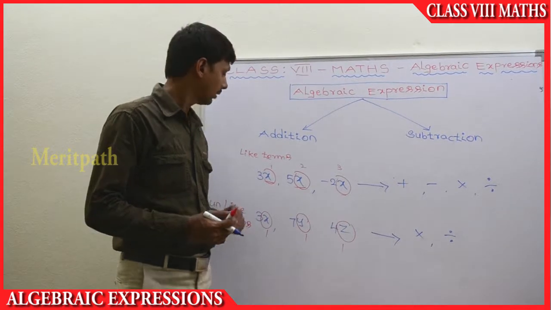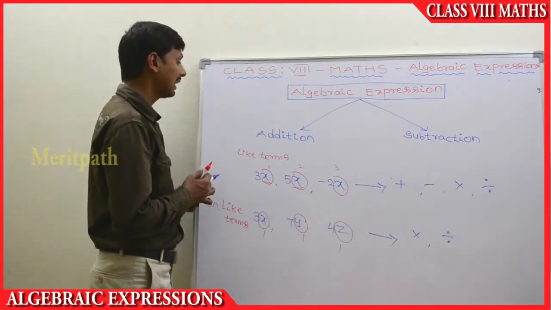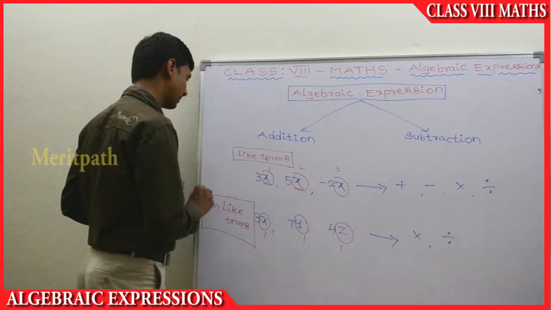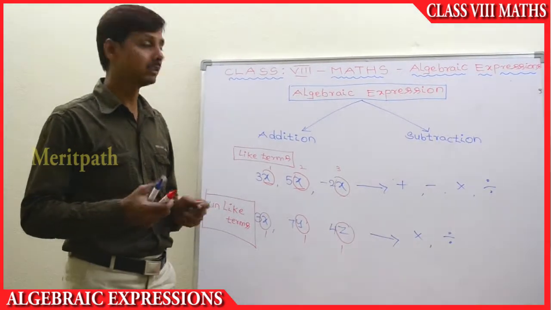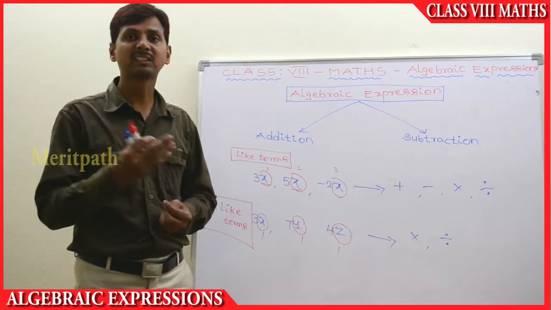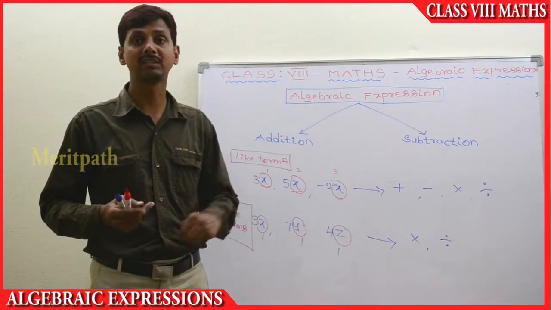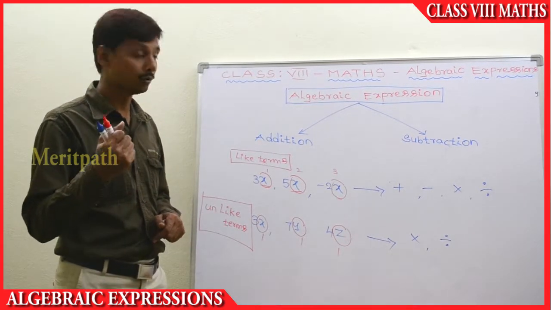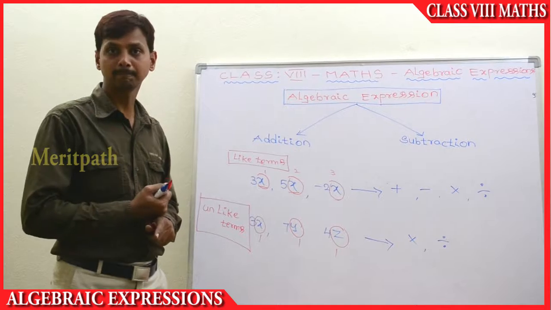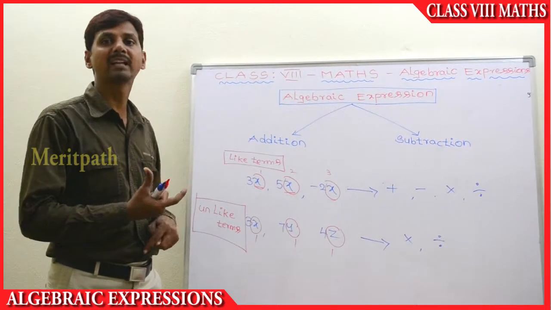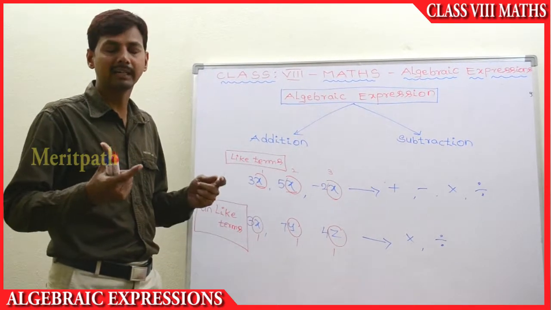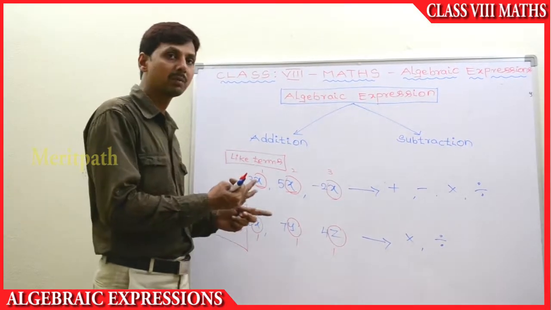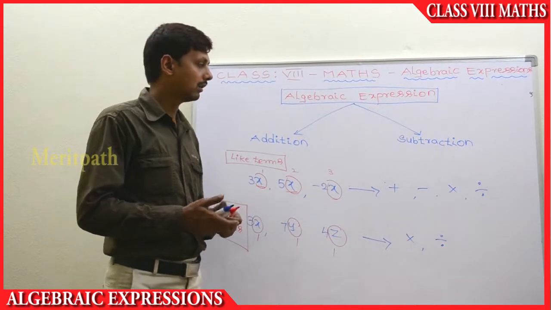So here what we understood, like terms and unlike terms. For like terms, all four arithmetic operations we can do: addition, subtraction, multiplication, division. But for unlike terms, we can do only multiplication and division. If we try to do addition or subtraction, we get the same terms that were in the question.